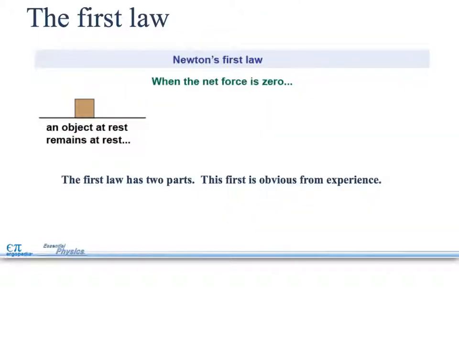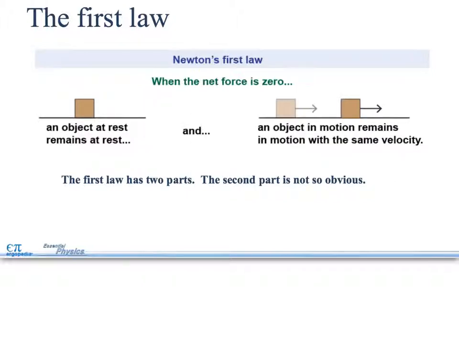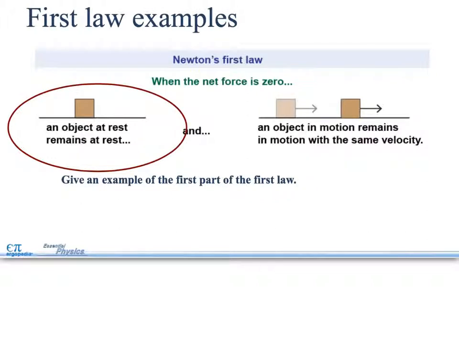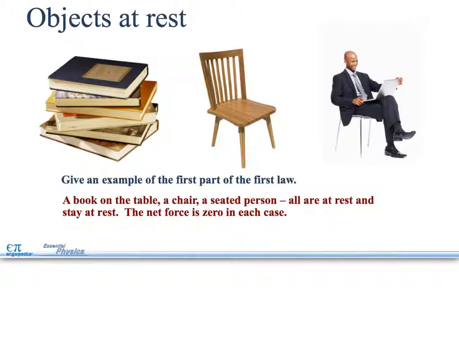Alright, the first law. The first law has two parts. The first is obvious from experience: an object at rest remains at rest. So this is the first part of the law. The second part goes: an object in motion remains in motion with the same velocity. This is the important part. So an object at rest will remain at rest. Give an example of the first part of the law.